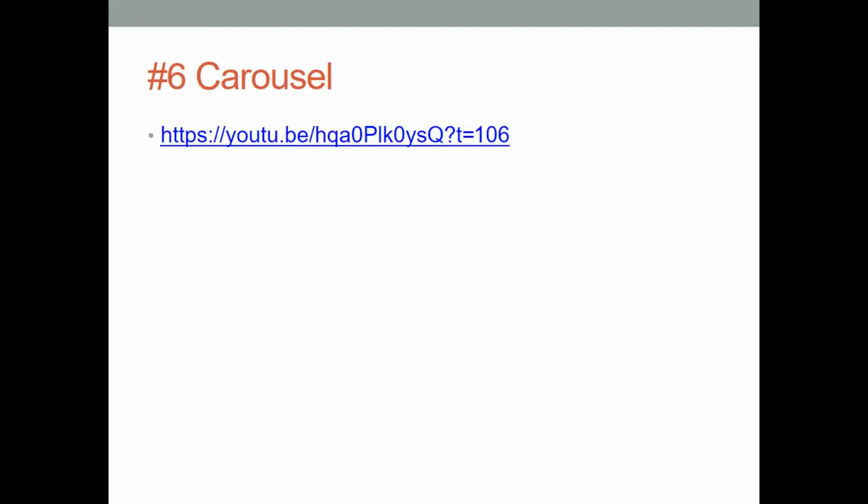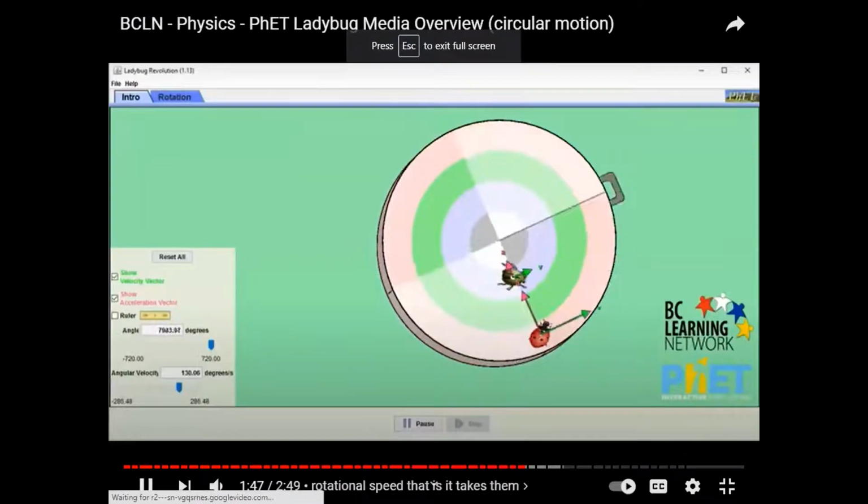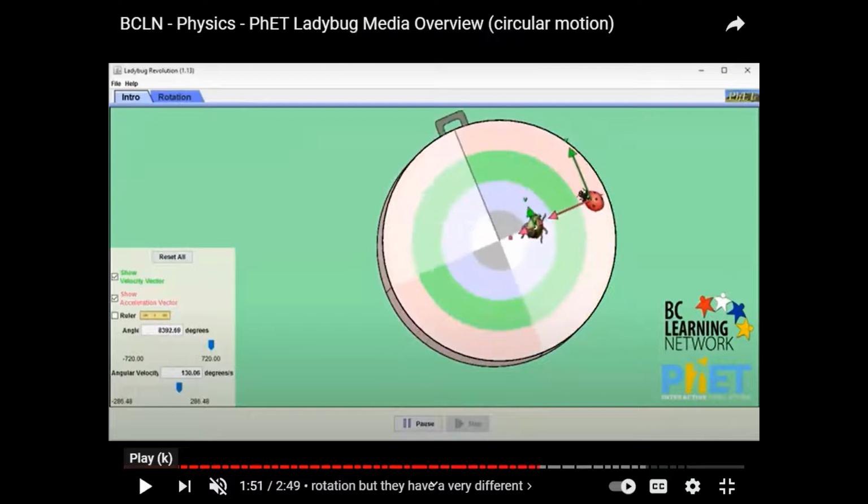Aiden, who do you think has a bigger v? Why? Yeah, he's further out in radius. I showed you this before. The idea here is that the person on the outside has to travel a bigger distance in an amount of time. So Bobby's going to have a bigger v.